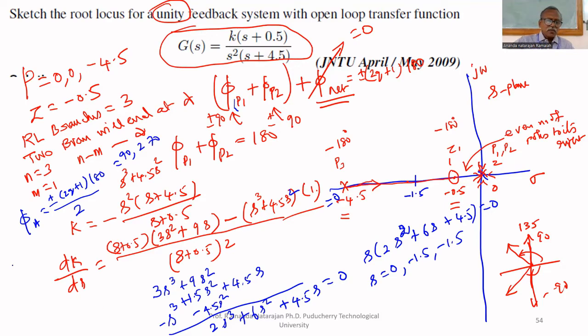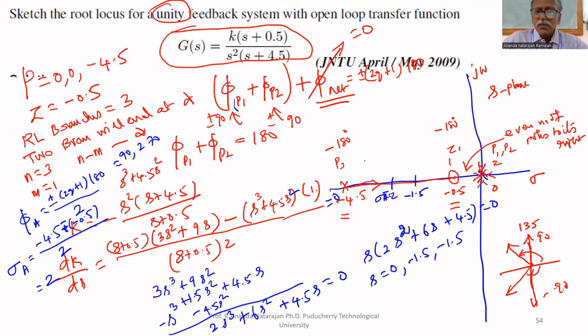What is sigma A? Sigma A equal to sum of real parts of poles minus sum of real parts of zeros, divided by n minus m. The poles: minus 4.5, minus 4.5, plus 0.5, plus 0.5, minus 0.5, therefore minus 4, divided by 2. Minus 4 by 2 equal to minus 2. Therefore, sigma A equal to minus 2.